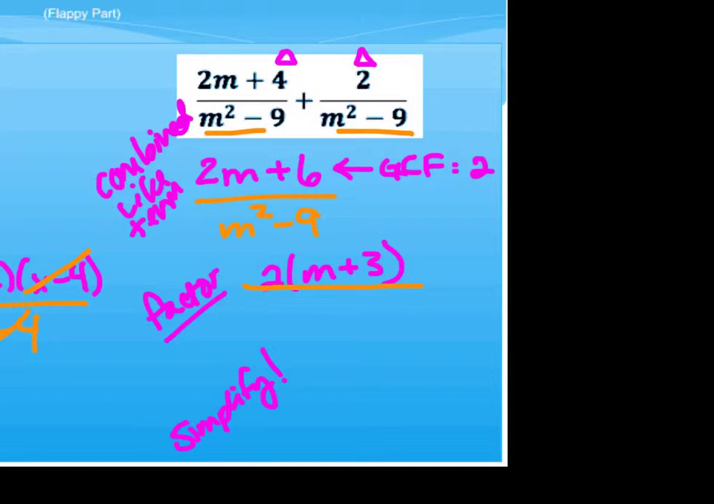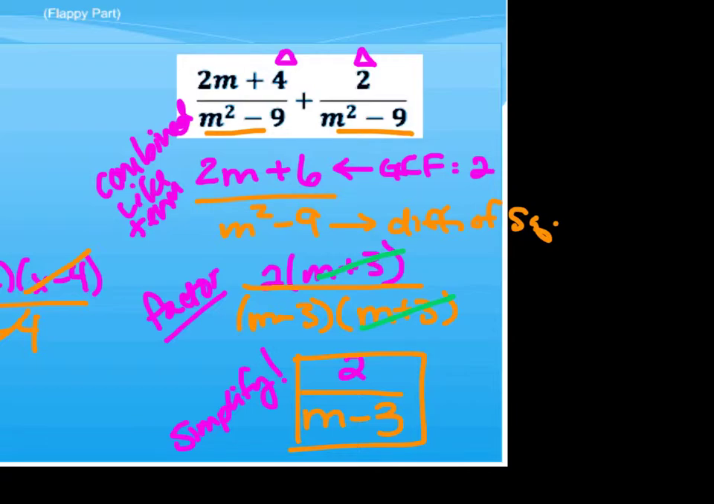And on the bottom, this m squared minus 9, that's a difference of squares. So as a difference of squares, we can write m minus 3 times m plus 3. That means there are similar factors. We have the same thing on the top and the bottom. We have an m plus 3 on the top, and we have an m plus 3 on the bottom. So our final answer for all of this is 2 over m minus 3.